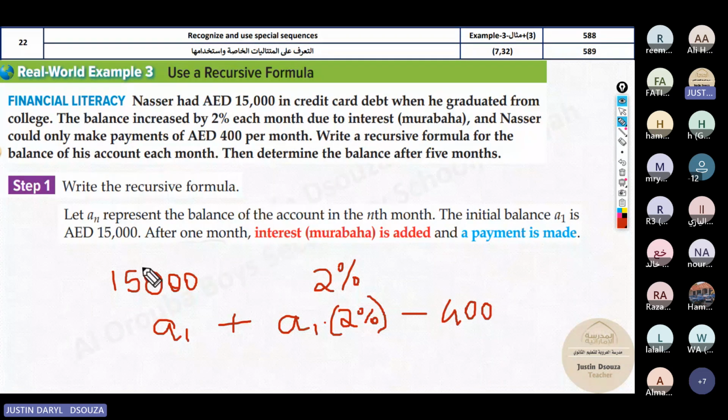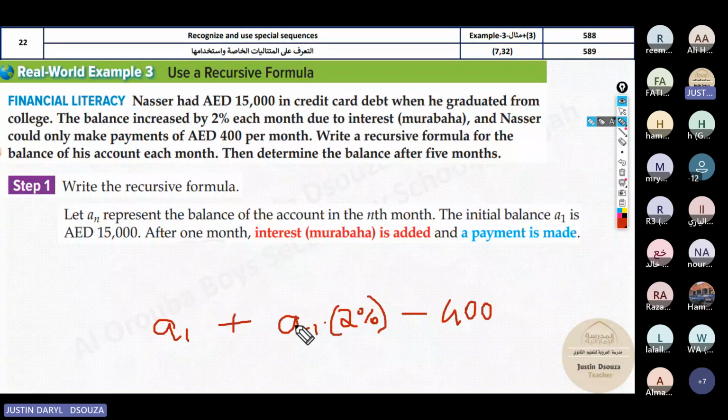Your main goal or intention in a loan is to clear the debt, right? So you want to reduce this. So payments reduce this number. So he is paying 400 every month, but 2% of this balance increases every month, and this is the recursive formula. Now let me just clear it out. This is the recursive formula. I hope it is clear.